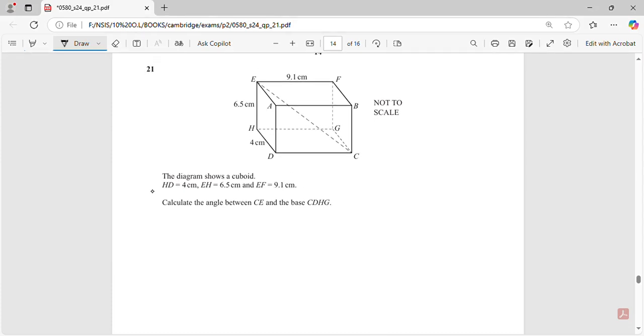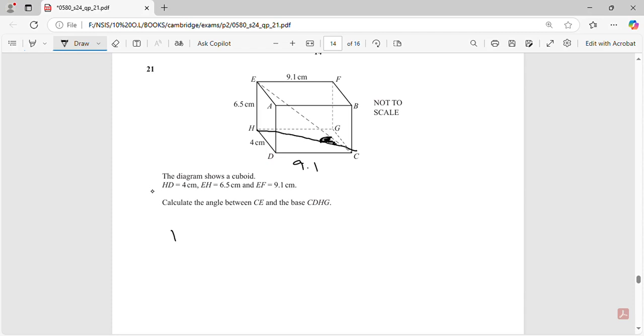So now look here, calculate the angle between CE and CDHG. So he needs me to figure out this angle. How can I know the measure of this angle? The first thing I need to know is the measure of the side HSE. How can I know it? Of course, this is 9.1. This would be 9.1, right?